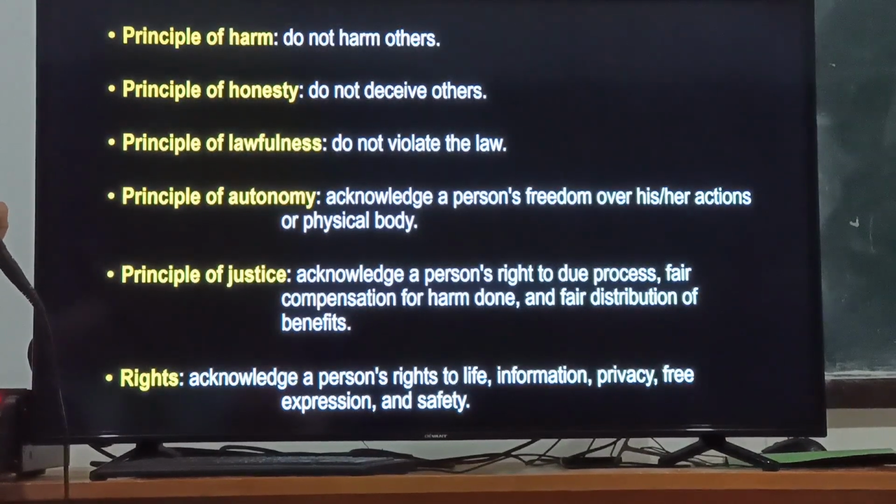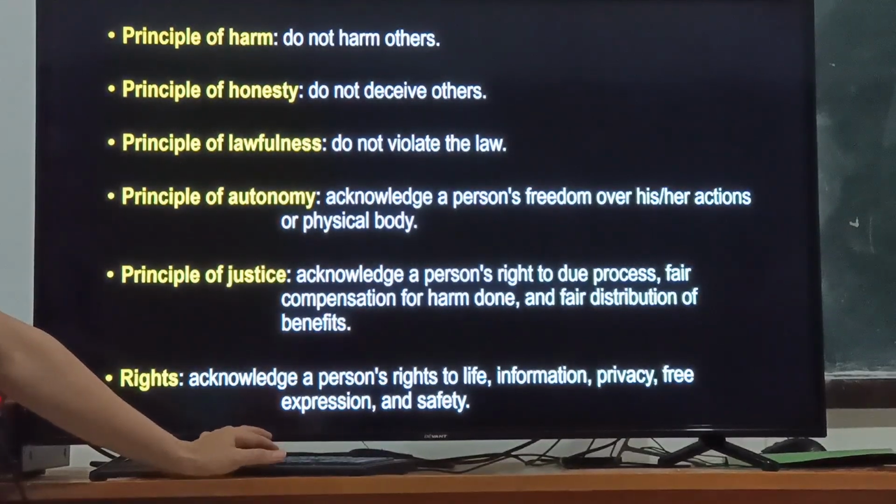The principle of justice and then rights. Acknowledge a person's rights to life, information, privacy, free expression, and safety.